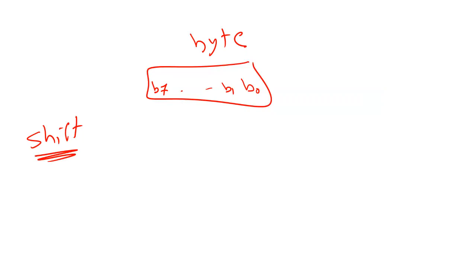What do I mean exactly? I mean, after I shift, bit 7 should come to the position, so bit 7 is going to come here.